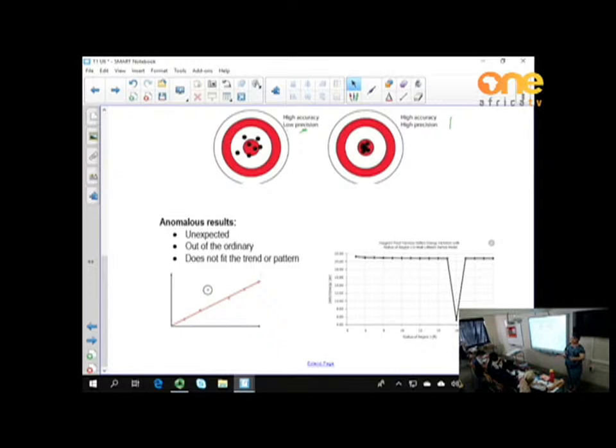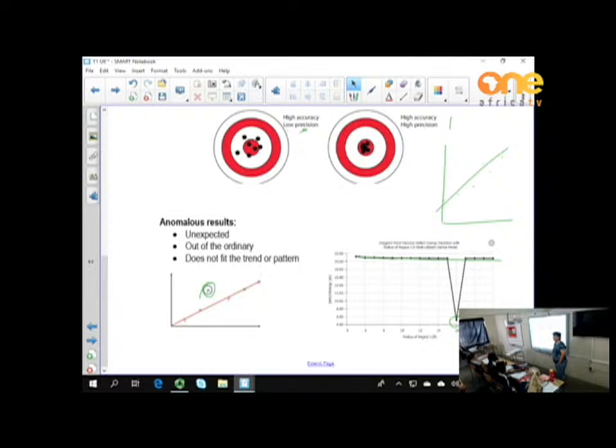Sometimes it's not always possible to go back and retake the reading, because you take your readings and then the next day you plot your graph. So maybe it's not possible to go back. Is this an anomalous result? And that one is an anomalous result. It does not fit the pattern. Ignore it. If I'm working out an average of these values, will I use that one?